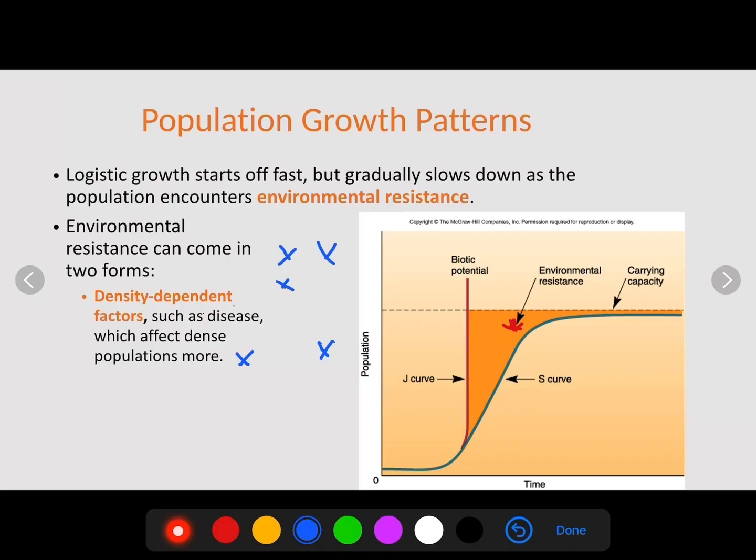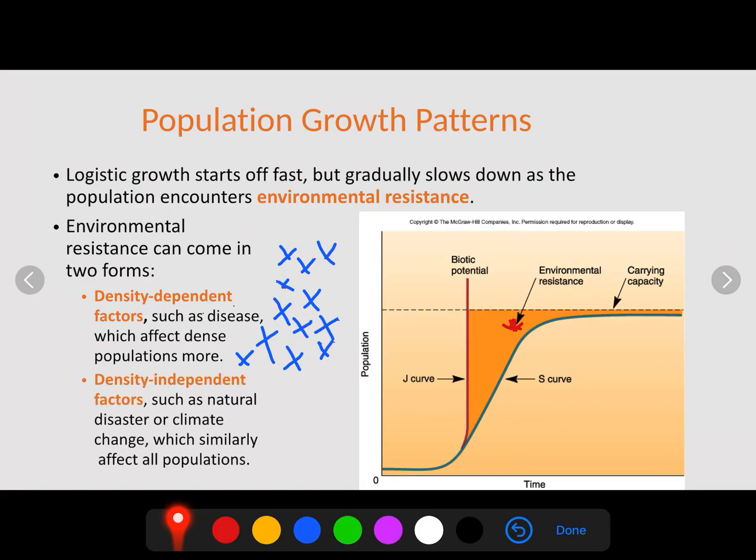But think about a herd of buffalo, or even humans during the flu season where they're all packed in, like in your school, right? The close contact means that the disease is going to be able to spread a lot quicker. Again, that's density dependent, or dependent on the number of the population.